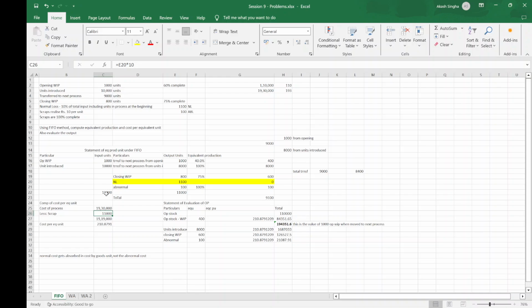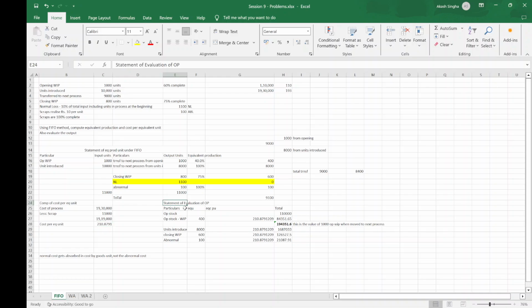So the total cost was this, 19,90,000. Now this much cost was incurred and the equivalent work we have done is 9,100. So per unit it was then C27 by 9,100. This is the cost per equivalent unit.